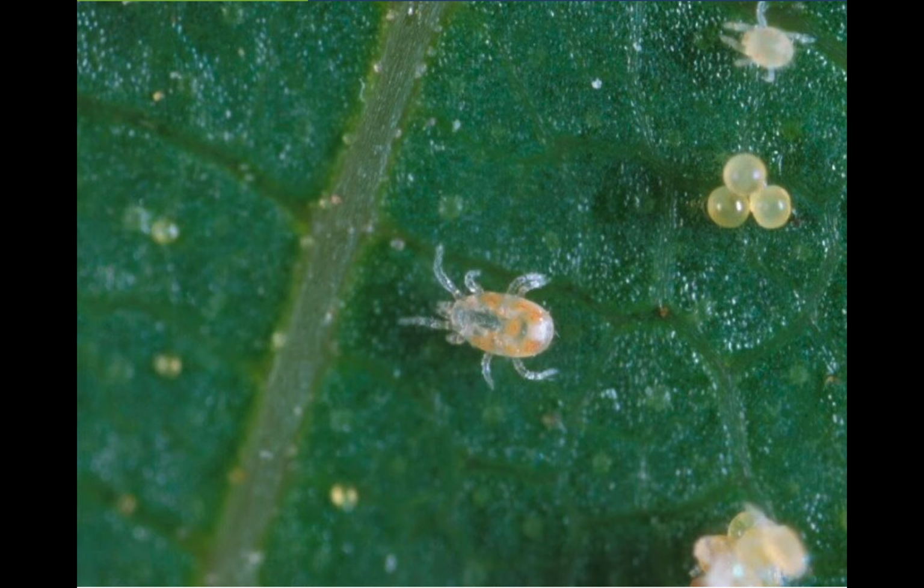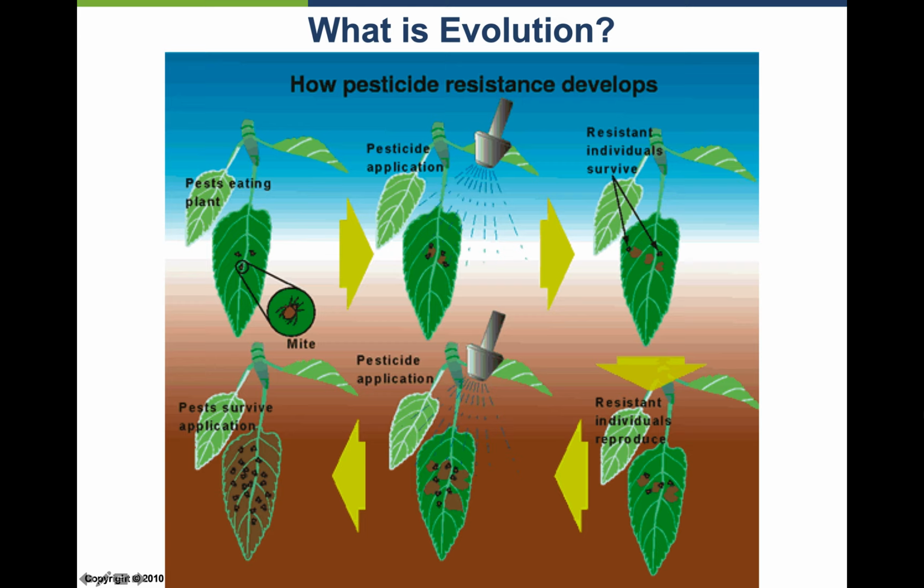So here's an example, right? This is a mite in a greenhouse right here. And you can see there are some eggs hanging out here, right? Another smaller mite living in a greenhouse. Well, we're going to use these to demonstrate what evolution is, and we're going to use it in the context of pesticide resistance. What I want you to do is hit the pause button, and I want you to work through this on your own and see if you can work out the evolutionary process in this schematic. So hit the pause button, go through it.